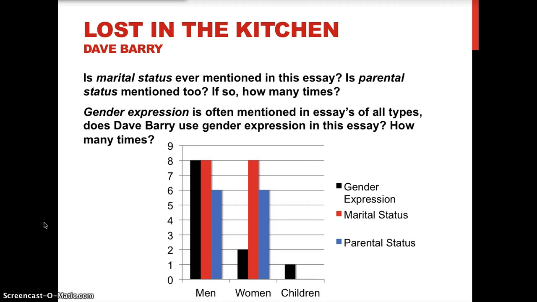Okay, so Lost in the Kitchen. Is marital status ever mentioned in the essay? Is parental status mentioned too? If so, how many times? Marital status for men mentioned 8 times. Parental status mentioned 6. Marital status for women mentioned 8 times. Parental status 6 as well.